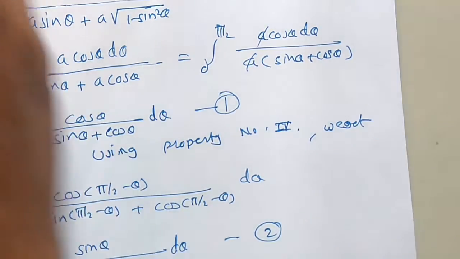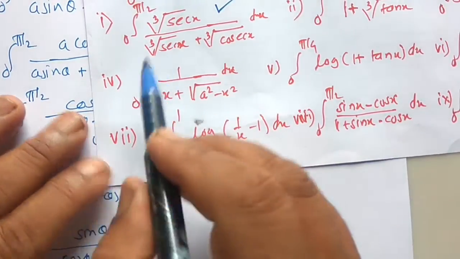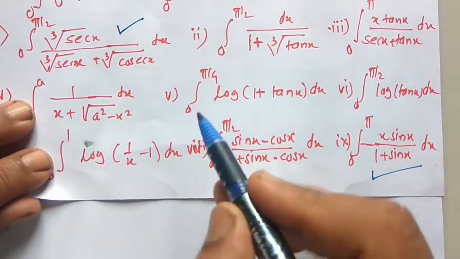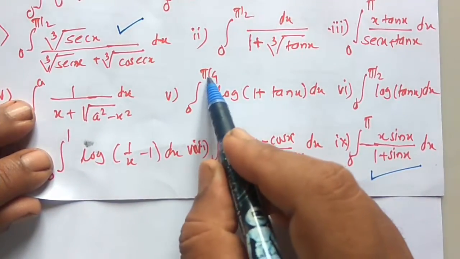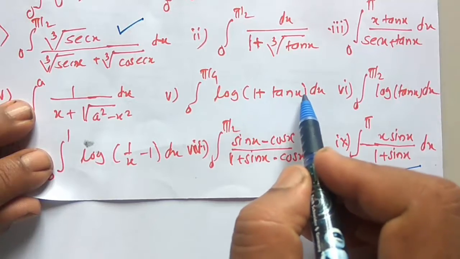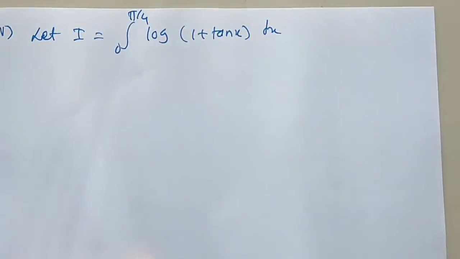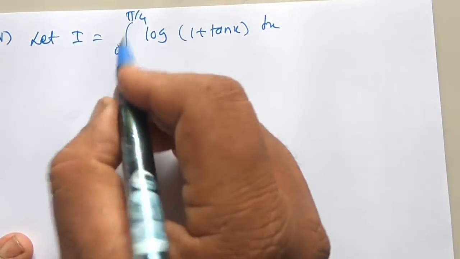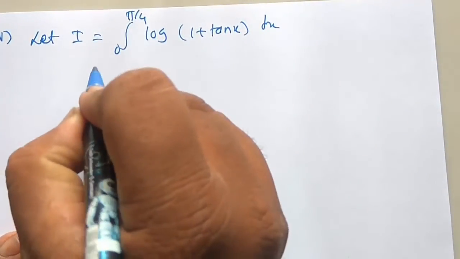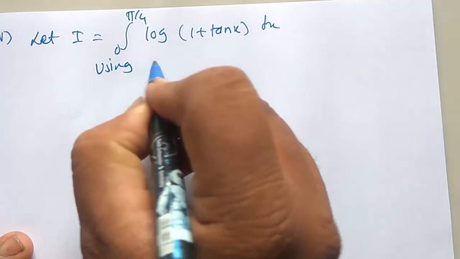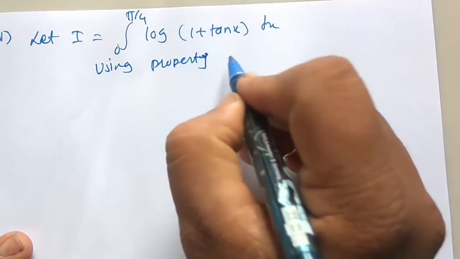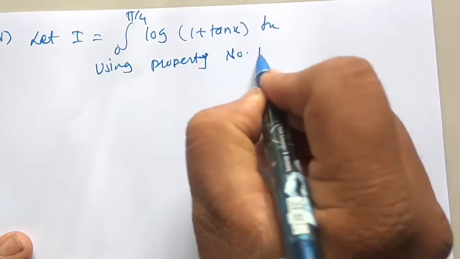So this is example number 4. Example number 5: integration 0 to pi by 4 log of 1 plus tan x dx. We denote this by I. Now we use property number 4, property of definite integration number 4.